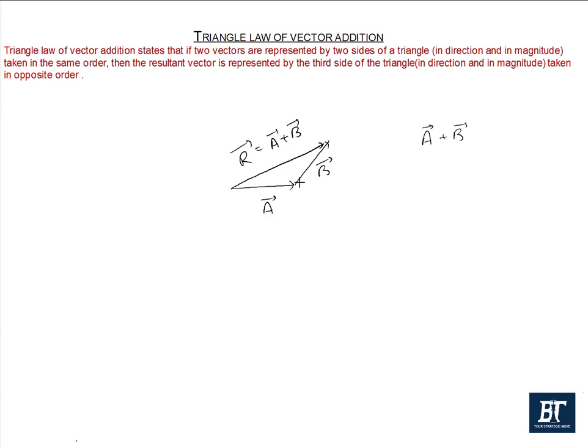In this diagram, vectors A and B are being added, and these two vectors are representing two sides of a triangle, and the third side of the triangle is the resultant of these two vectors, and the resultant is nothing but the addition of these two vectors.